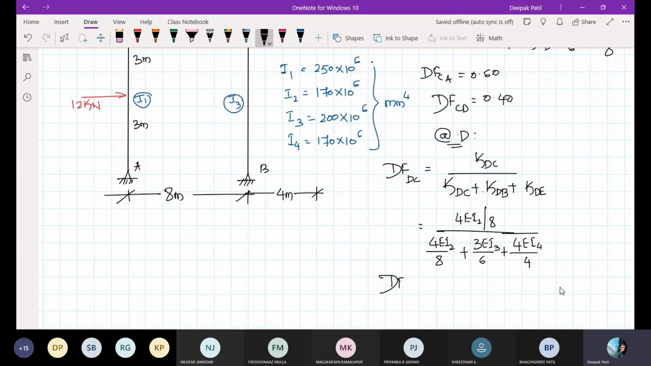So that you'll get the value of DFDC. How much are you getting? Yeah, DFDC, I think you should be getting 0.24.